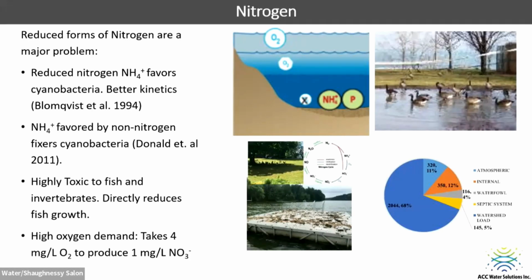It's a high oxygen demand. The last bullet point: it takes 4 mg per liter of DO to produce 1 mg per liter of nitrate. So when the nitrogen cycle is happening, from ammonium to ammonia, then nitrite, nitrate, and denitrification in the anaerobic case, that multiplies your oxygen demand multiple times.